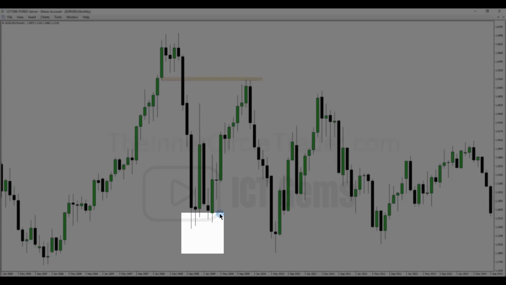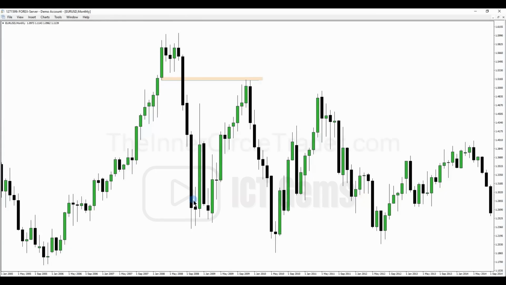What I want you to focus on is look how the bodies of the candles basically merge at that same general area. I want you to ignore the wicks, and by having that in mind, all below these lows in here, there's going to be a large pocket of liquidity in the form of sell stops.